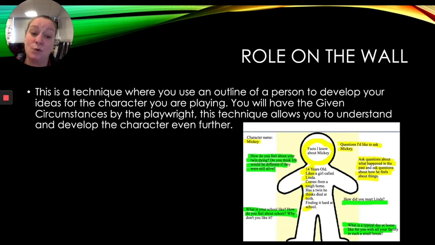As you can see, there are questions on it. So we've got the character name is Mickey. Facts that I already know about Mickey: he's 14 years old, he likes a girl called Linda. These are the given circumstances because they are in the play. However, to develop that character further, this person has put questions like, how do you feel about your twin dying? Do you think life would be different if they were still alive? So you're helping to develop the character a little bit further by asking questions that are not necessarily in the play.